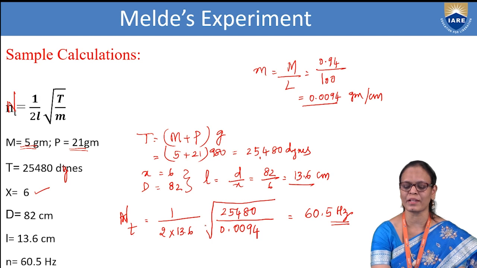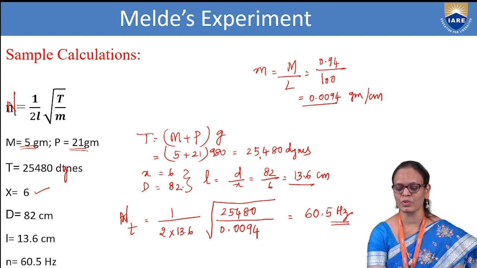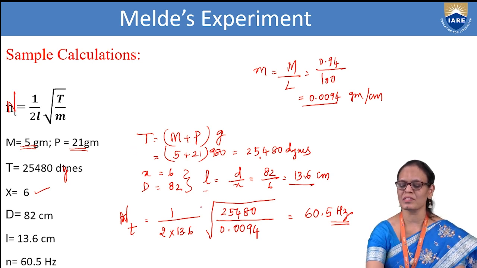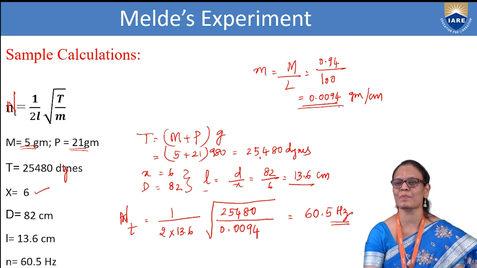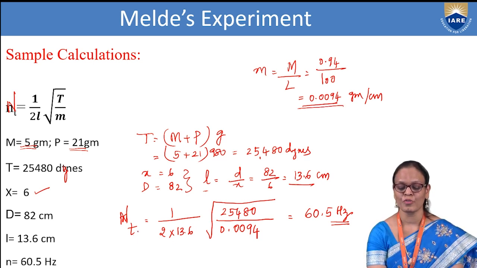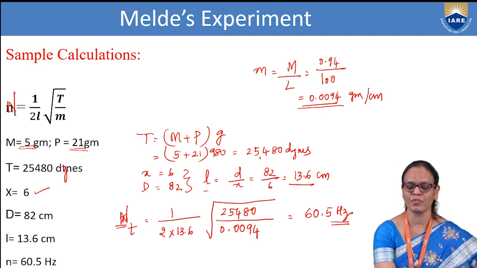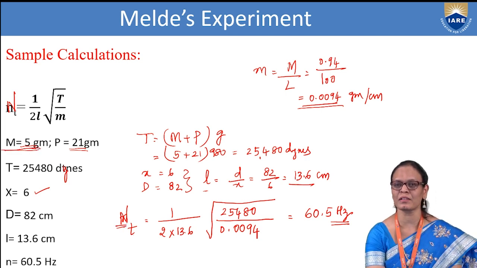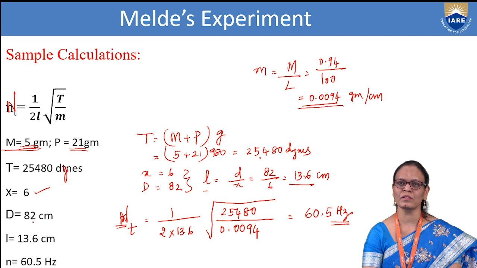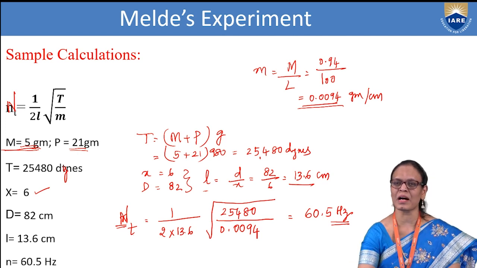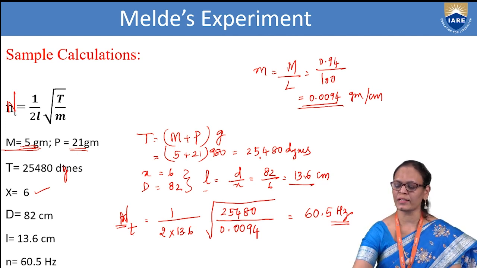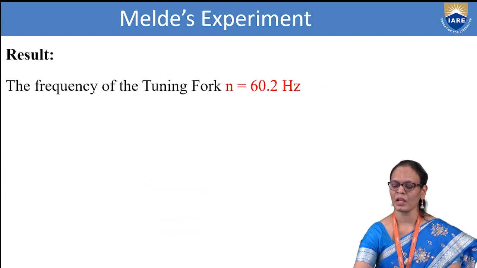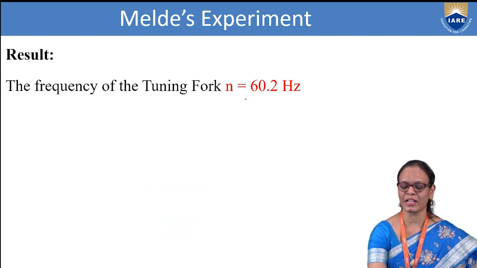Once you know the value of the tension, and you know the length of the loop, because m is constant throughout the experiment since we are not changing the thread, you can find the frequency using different masses. You can keep on varying the mass and then do the calculation. So for different masses, you will calculate the readings and you will get the average.